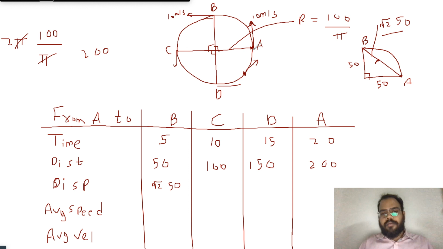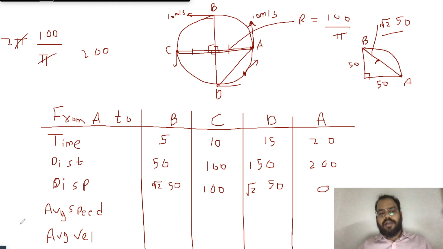Now my displacement from point A to point C. So this is my point A and this is my point C. If I join a straight line, it will be this radius 50 plus this radius 50. So my displacement from point A to point C is 100. My displacement from point A to point D will again be this line, so it will again be root 2 into 50. And finally displacement from A to A will be 0, as we have come to the same point.